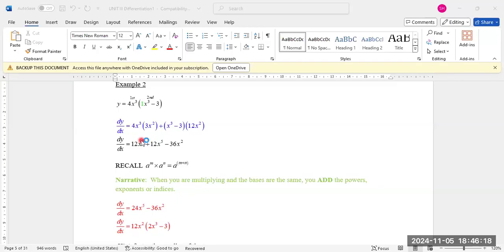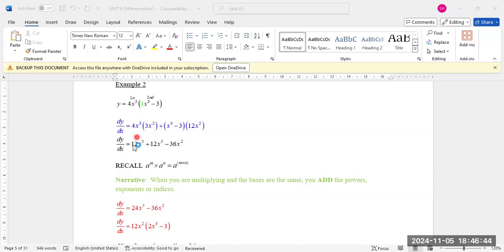And then I'm going to put my plus sign here. And now I need to distribute this over this. Watch me. x cubed times 12x squared is going to be 12x to the 5th. Sir, where did you get that? There is an imaginary 1 right in front of this x, and 1 times 12 is 12. See the 12 here? But x to the 3rd times x to the 2nd is going to be x to the 5th.